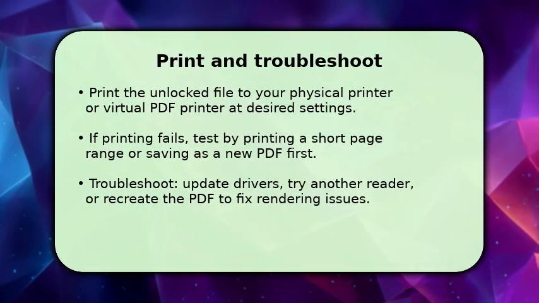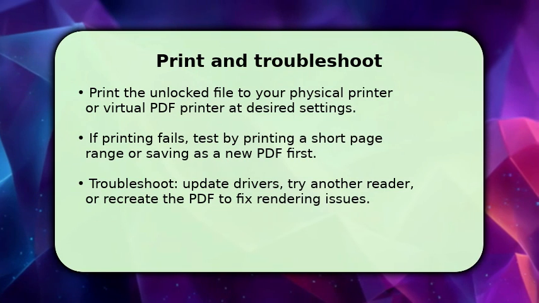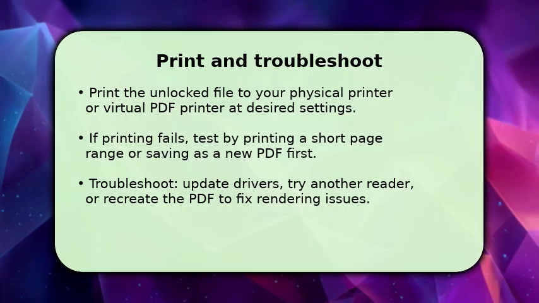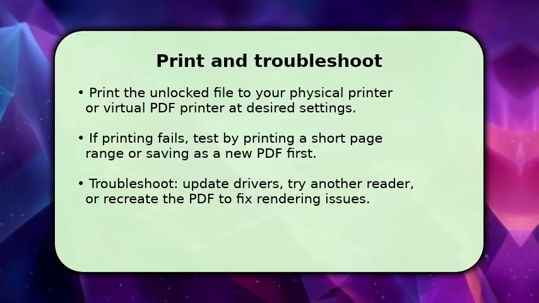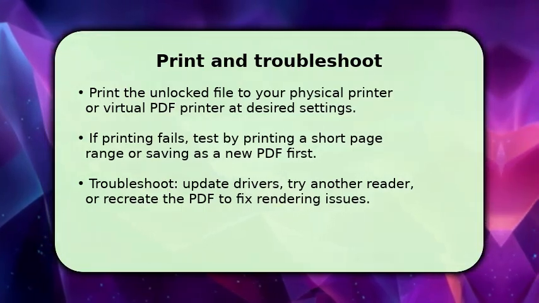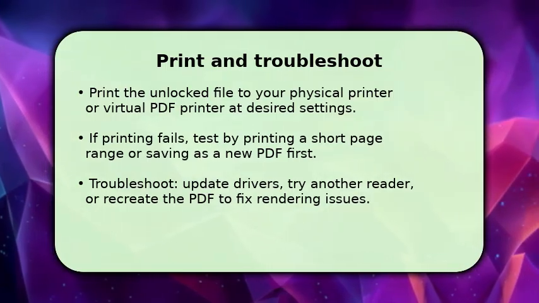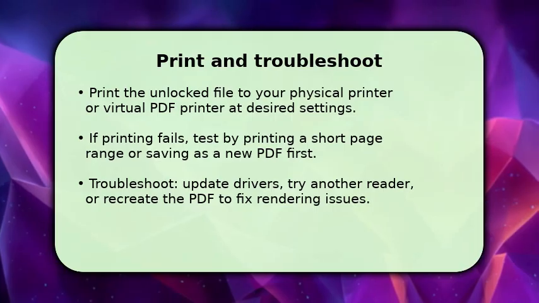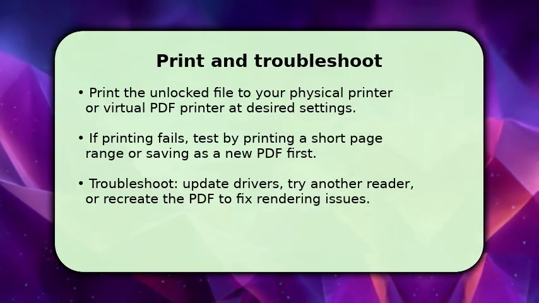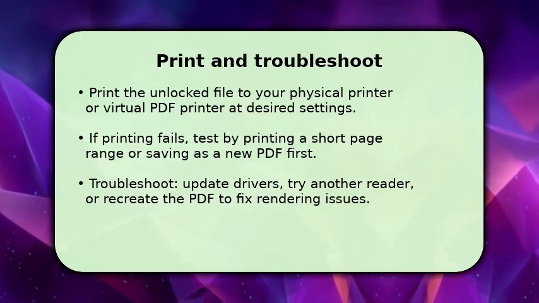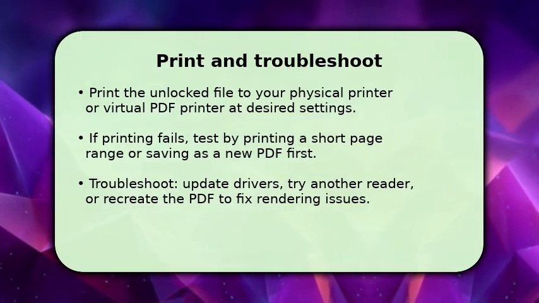With an unrestricted or exported PDF, open Print, pick your printer, set page range, scaling, and quality, then print. If the job stalls, print a short range to isolate problematic pages or save a fresh PDF and print that copy. If pages render blank or fonts change, update printer drivers, try another PDF reader, or flatten the PDF by printing to a virtual PDF printer and printing that output.